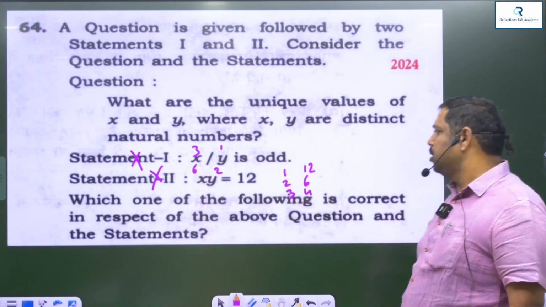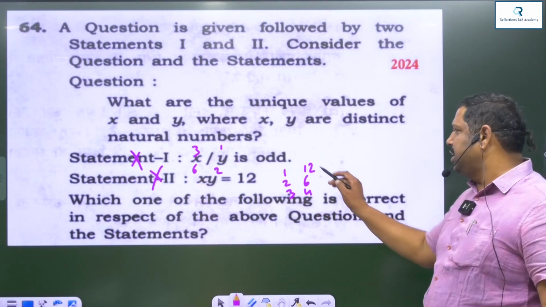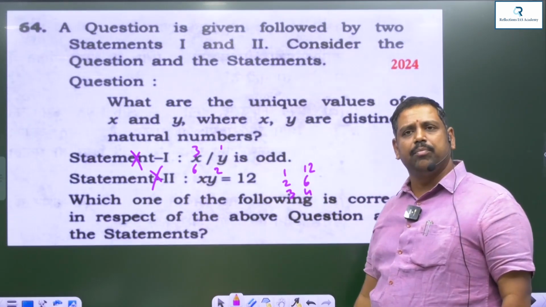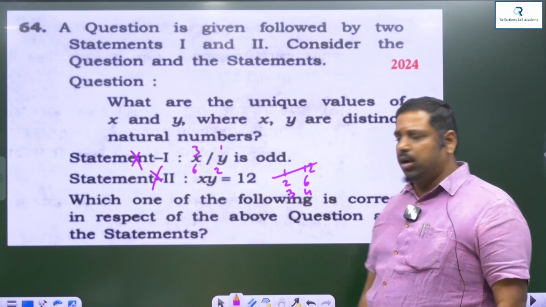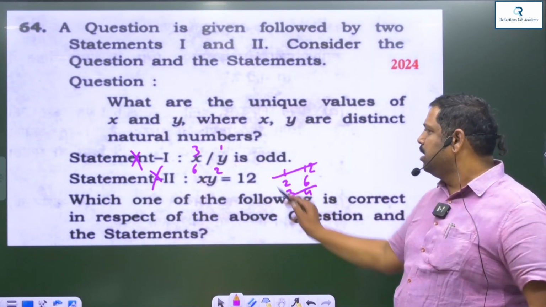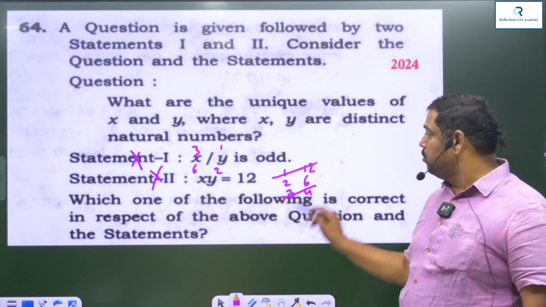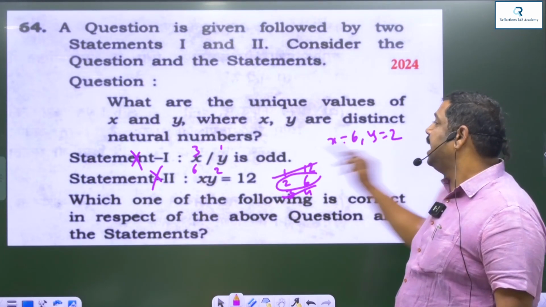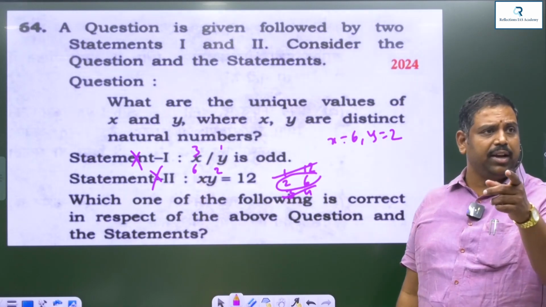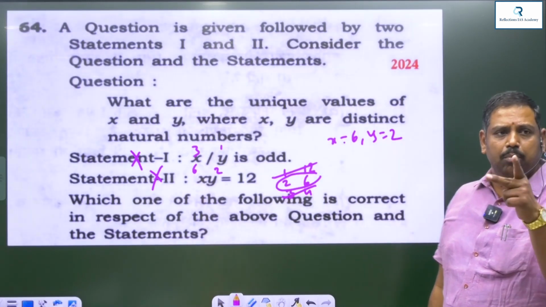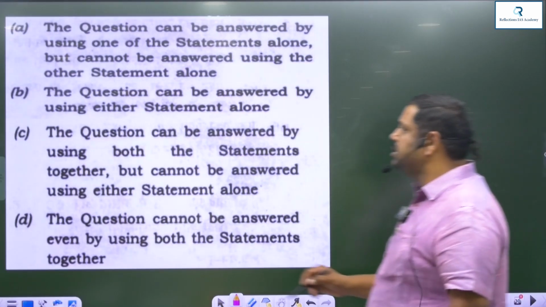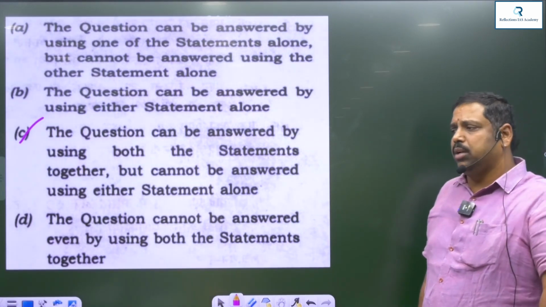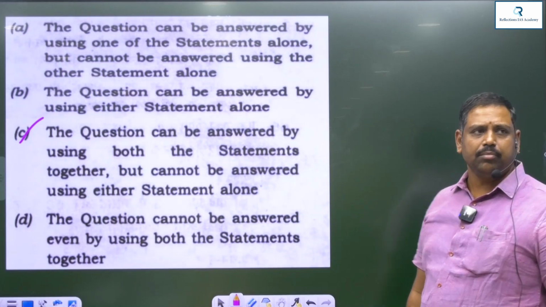Here x into y is equal to 12 means, okay, if I take 1 and 12, so 12 by 1 is not an odd number, right or wrong? So this combination works or will not work? Suppose if I take 3 and 4, either 3 by 4 or 4 by 3 will not be an odd number, right or wrong? The only possibility that you will get is x should be 6 and y should be 2, then only x by y will be odd, right or wrong? You got unique values of x and y, right or wrong? When did you get it? Both together. Both together means as usual C is the answer. The question can be answered using both the statements together, but cannot be answered using either statement alone. Got it?